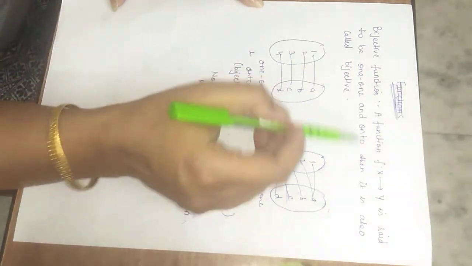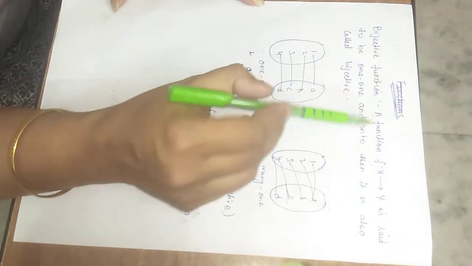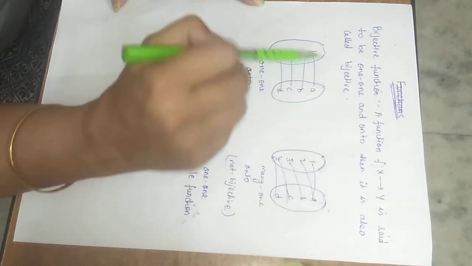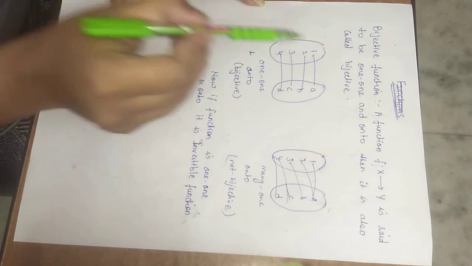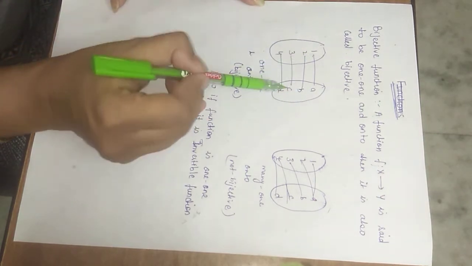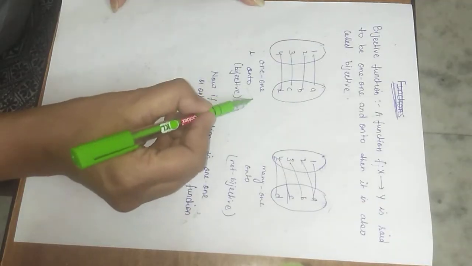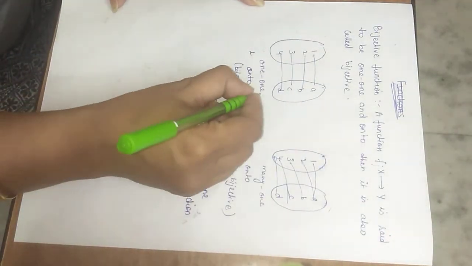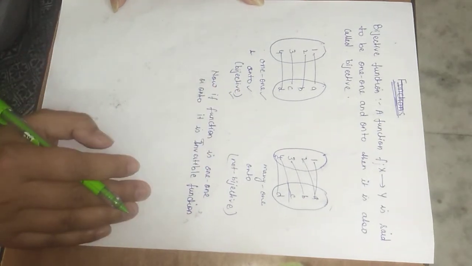Now the next is the bijective function. A function is said to be bijective if it is 1-1 and onto. कोई फंक्शन बाइजेक्टिव तब होगा जब वो 1-1 भी होगा और ऑन टू भी होगा, ठीक है. सपोज ये फंक्शन देखो आप, दिस इज 1-1 फंक्शन and range is equal to codomain, hence this is the onto function. If it is a 1-1 function and onto function, this function is called the bijective function.